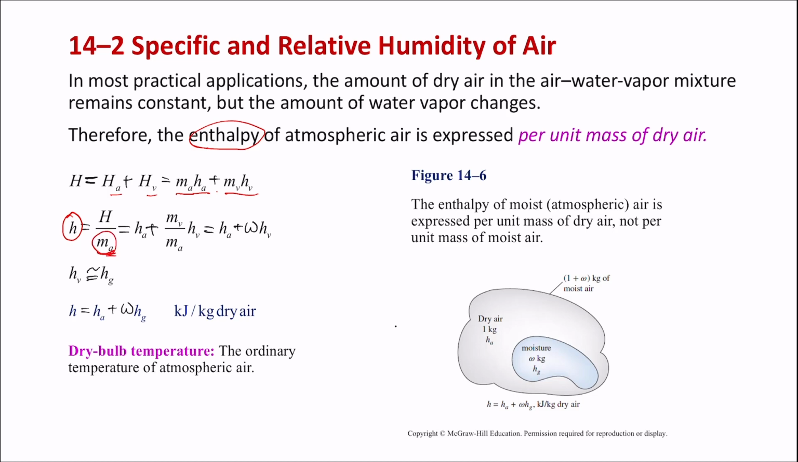So pay attention, we're going to divide it by the dry air mass. And then two parts. The first part gives you the HA, the enthalpy of dry air, plus the ratio MV over MA, which is defined as the specific humidity, times the HV. Now, HV in this case, because it's in the vapor form, we can just approximate it as the Hg at that temperature, and then we can rewrite this formula: H equals HA plus omega times Hg.